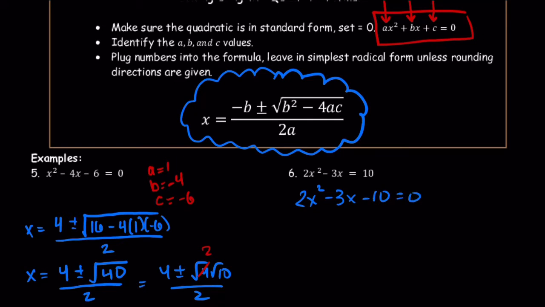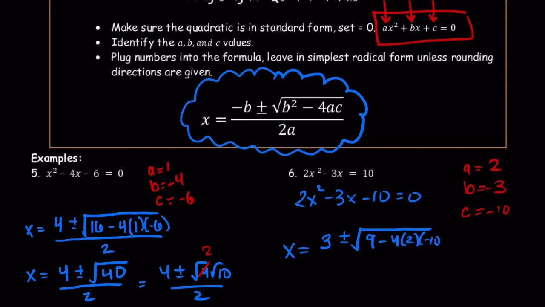Again, this maybe isn't necessary for each one, but as we're getting used to using this quadratic formula, a is 2, b is negative 3, c is negative 10. So let's just plug into that formula. X equals the opposite of b, so that's going to be positive 3, plus or minus square root. B squared, negative 3 squared is 9, minus 4 times a, which is 2, times c, which is negative 10. Don't forget that, that's very important. All over 2 times a, which is 4.